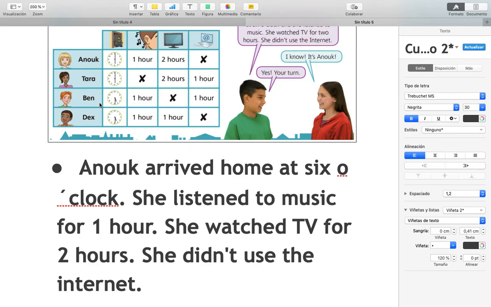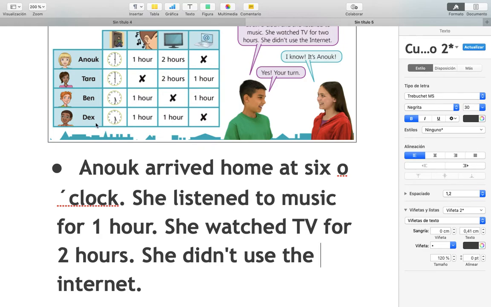Let's continue with Ben. Ben arrived home at 5:30. He listened to music for 1 hour. Aquí hay que poner el didn't, que no se os olvide. He didn't watch TV. Al watch no se le pone la ed. And he used the internet for 1 hour.